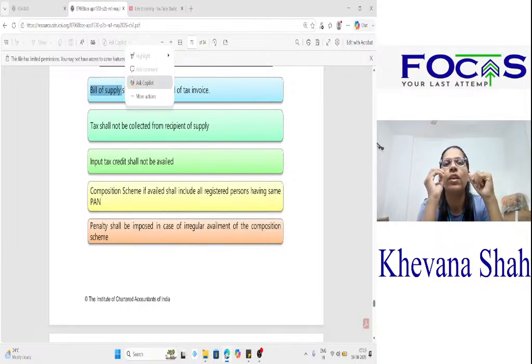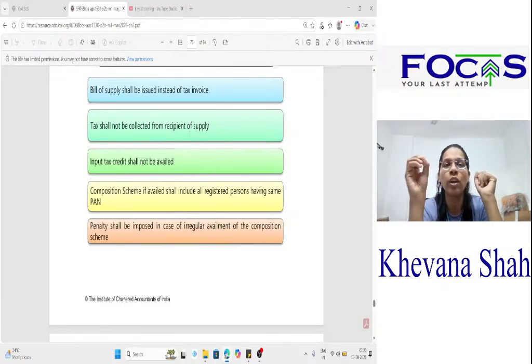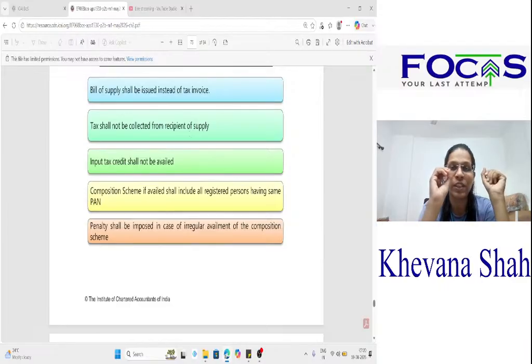Then, if you are opting for a composition levy, you shall not collect tax. Tax shall not be collected from the recipient of supply. So in case you are opting for the composition scheme, you will not collect any taxes from the recipient of supply. Next thing is input tax credit shall not be availed. So in case you are opting for composition levy, you are not supposed to take any input tax credit. You should not take any ITC on any of your supplies.